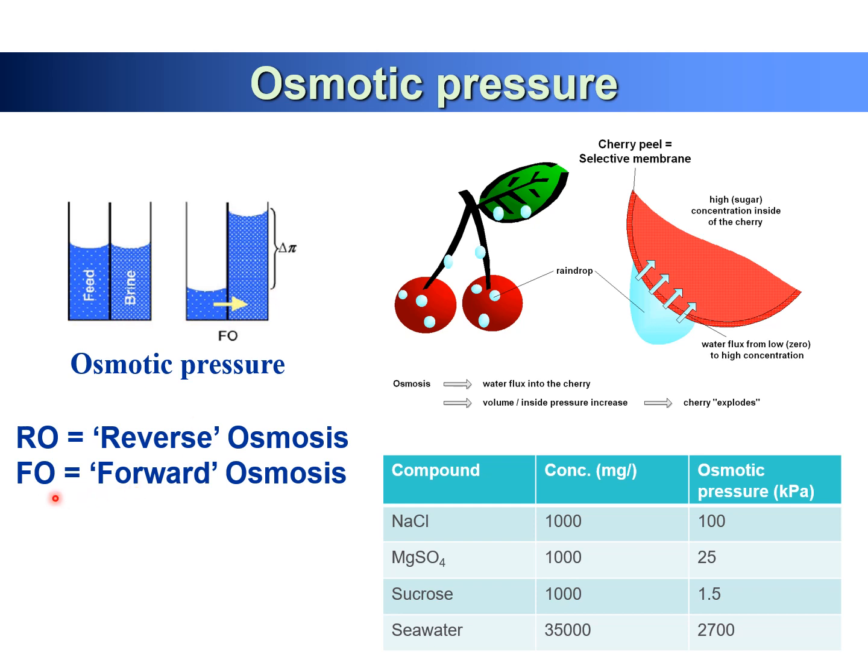We just call this forward osmosis. And the opposite is reverse osmosis. So we pressurize here and push the water molecules through to the lower concentration, and we call that reverse osmosis. So when you look at nature, what kind of osmotic pressure can be seen?